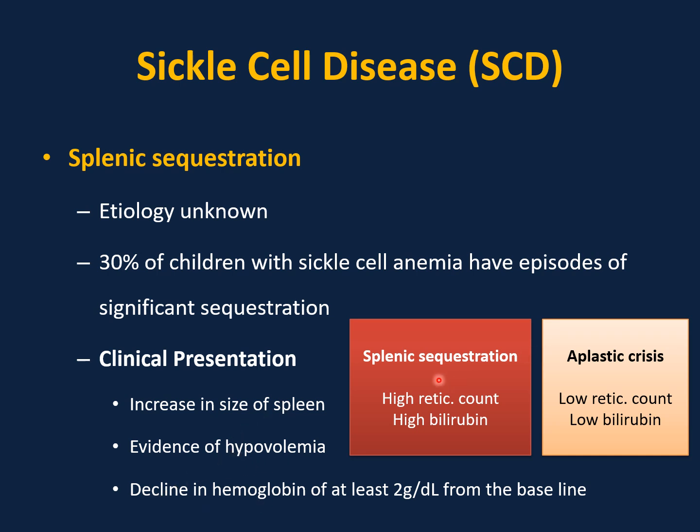How to make the difference between splenic sequestration and aplastic crisis? Because both of them present with drop in the hemoglobin or severe anemia. In cases of splenic sequestration, the retic count will be high and the bilirubin will be elevated. In aplastic crisis, you will have low retic count and low bilirubin level. This is a key word to differentiate between both cases.